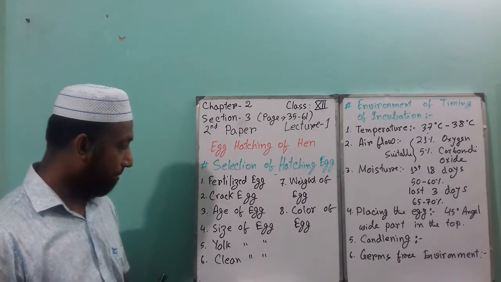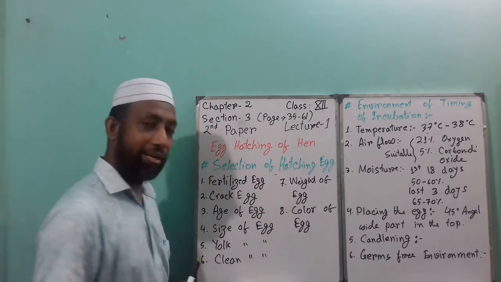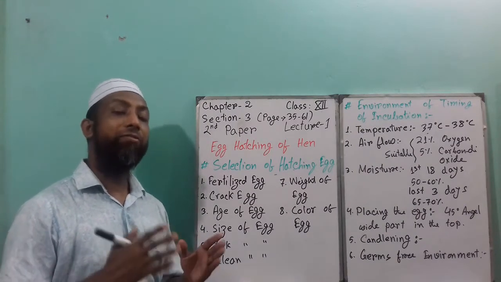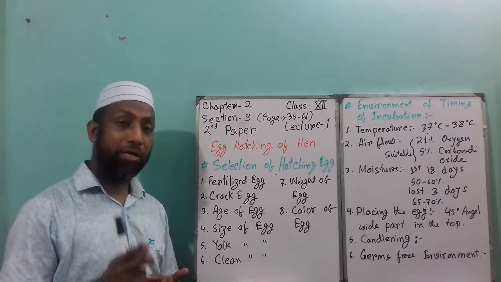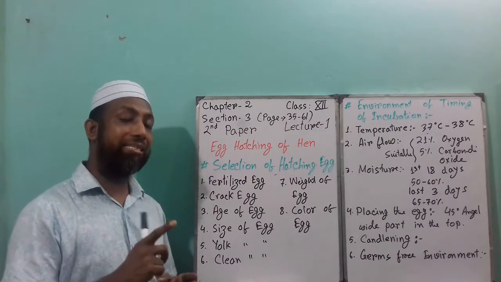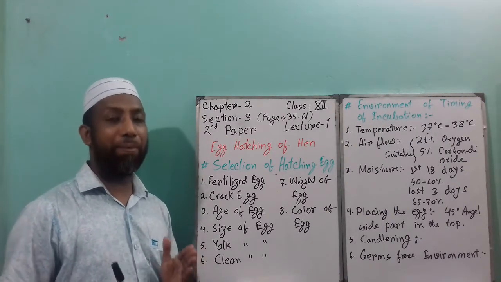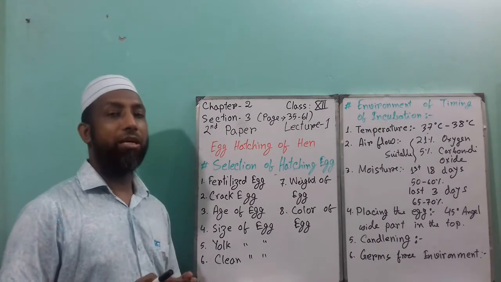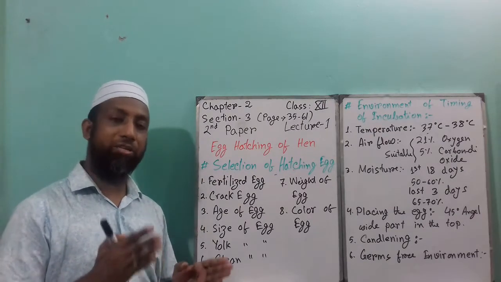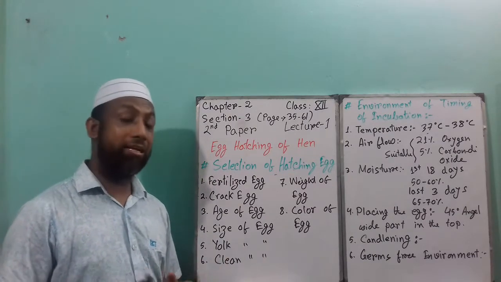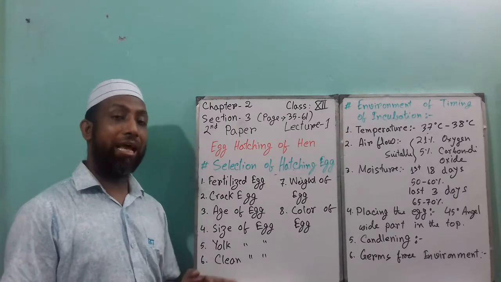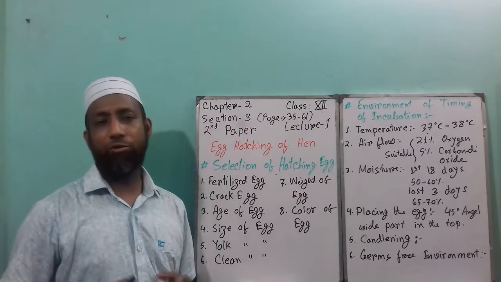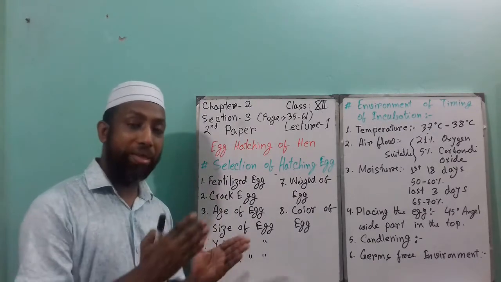Remember that. Next point is weight of egg. The ideal weight of an egg for chicken hatching is 50 to 60 grams. Remember, 50 to 60 grams. This is the ideal size. Sometimes it can vary by 5 grams above or below. Like if it is 55 to 65, no problem. If it is 45, that should be okay. But if it is abnormal size or abnormal weight, like the size of a quail bird or an ostrich bird egg, that will not be accepted.